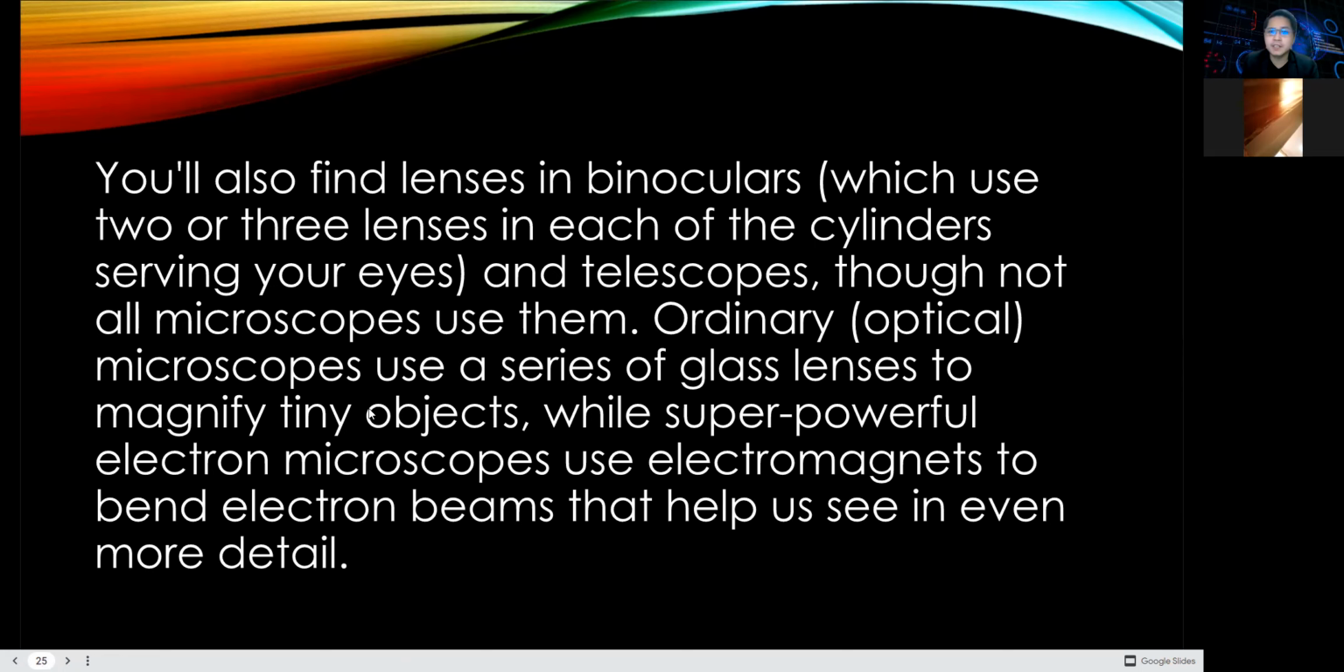You also find lenses in binoculars, which use 2 or more lenses in each of the cylinders serving your eyes. In telescopes, though not all microscopes use them, ordinary optical microscopes use a series of glass lenses, meaning a lot of lenses, to magnify tiny objects. While superpower electron microscopes use electromagnets or electrons to bend electron beams that help us see even more in detail.